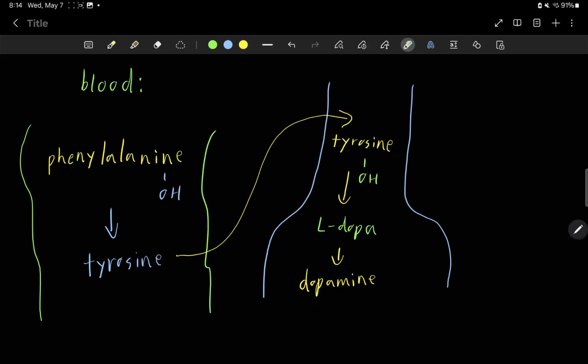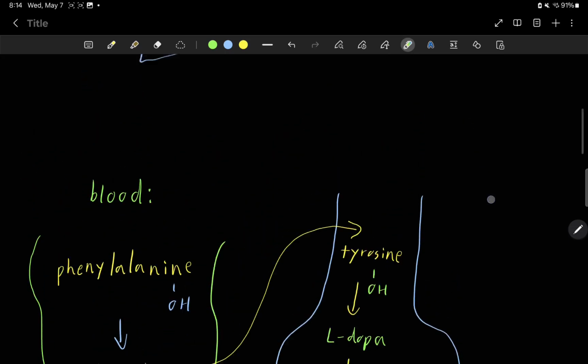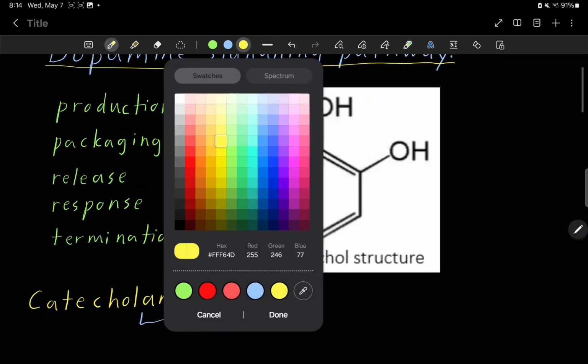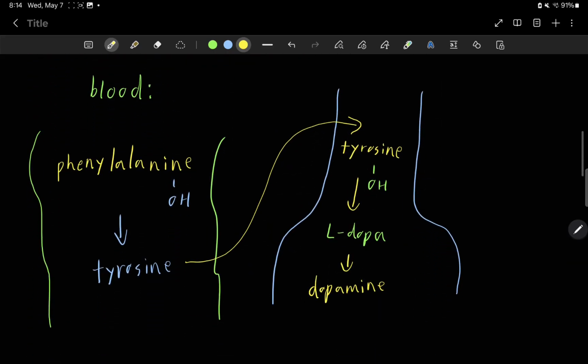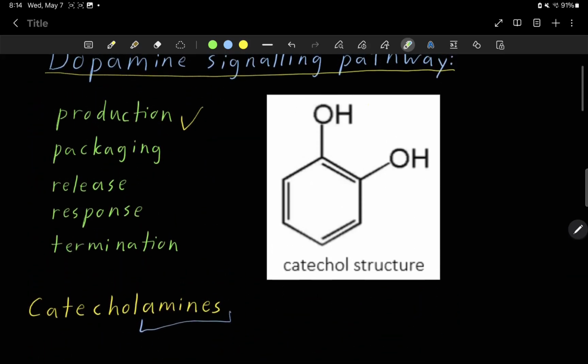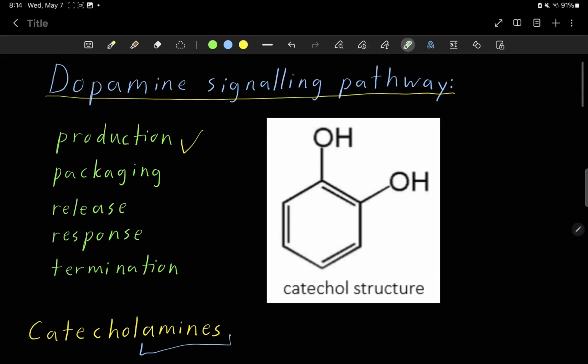And that basically covers the first step of our signaling pathway of production. We have successfully produced dopamine by taking phenylalanine, turning it into tyrosine, pumping it into the neuron, turning it into L-dopa, then removing your carboxyl group. So it's just an amine, and now you have dopamine left over. So now that we've produced dopamine, the next step of our signaling pathway is packaging. So we have to somehow package or store our dopamine so that it can be kept safely until we really need it. So let's look at how dopamine gets packaged.